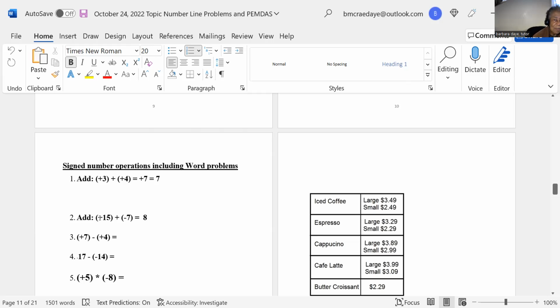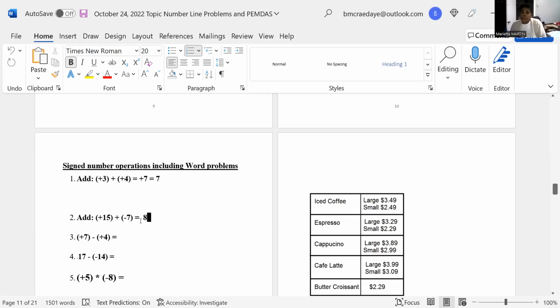The sign is determined by the number with the greater absolute value. 15 has a greater absolute value than a minus 7. The absolute value of minus 7 is 7, and the absolute value of 15 is just 15. You've got to subtract, right? So subtract it and you get an 8.